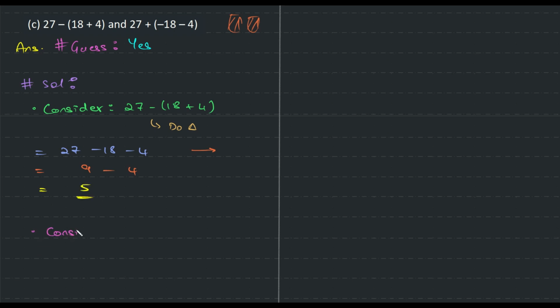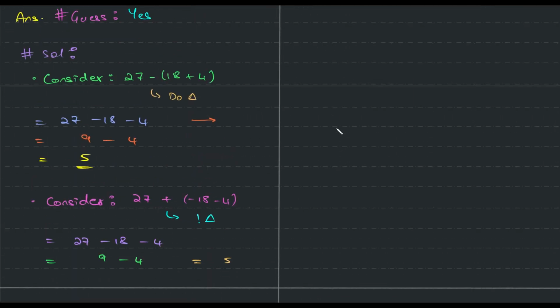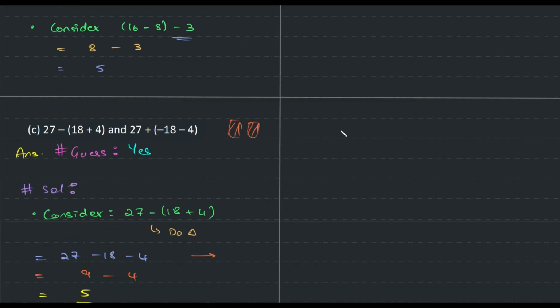I think I have a strong feeling that we'll get the same answer, guys. Let's see. 27 plus (minus 18 minus 4). So the positive sign tells us not to do anything. So no change. And so this is 27 minus 18 minus 4. And this would be 9 minus 4, which is 5. Okay, that's the last question. Right, guys. So yeah.